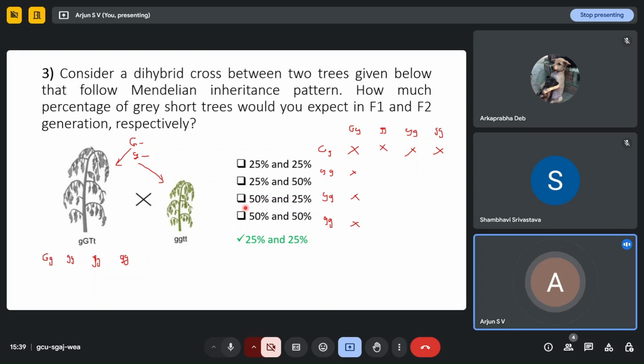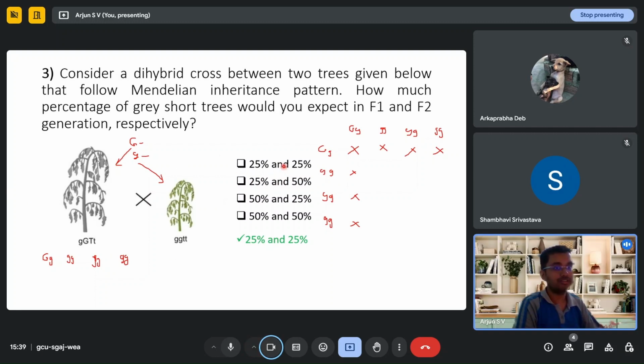Oh, okay. I got it. Actually, I made a small mistake in drawing the Punnett square for the second generation. What actually happens here is, okay, can I use an eraser?